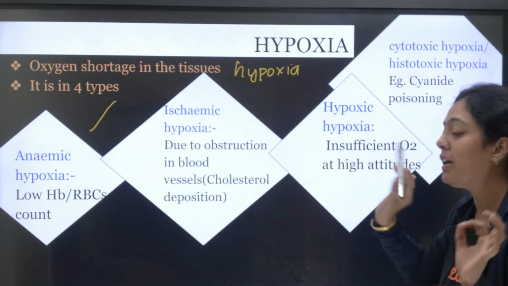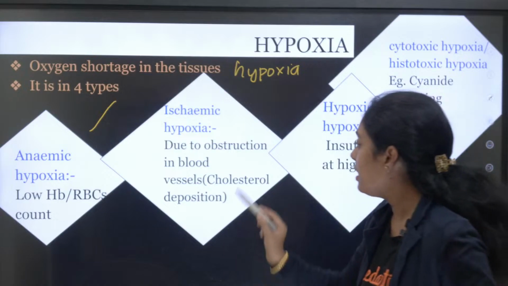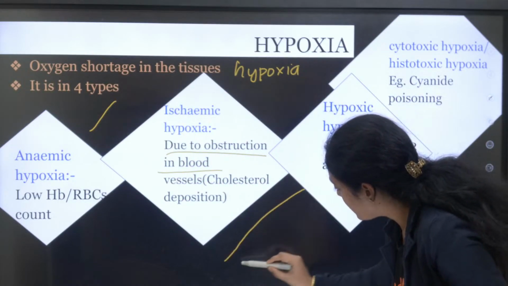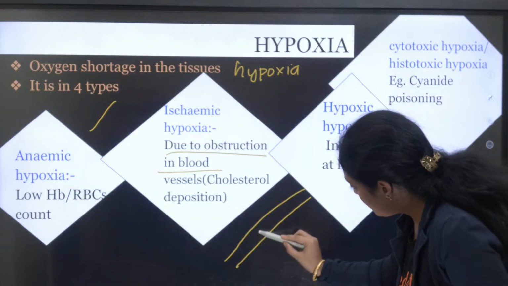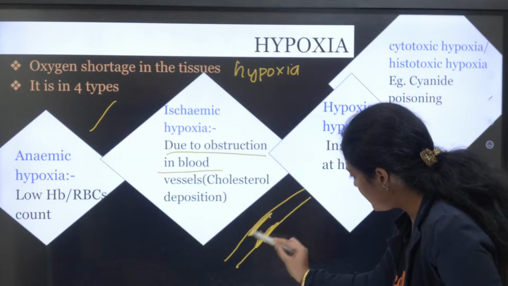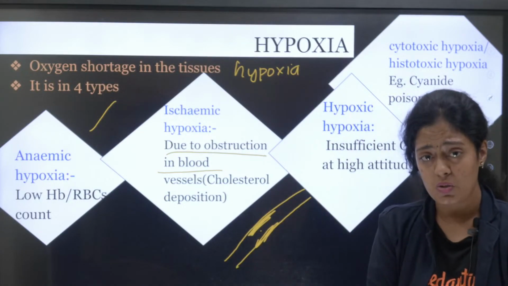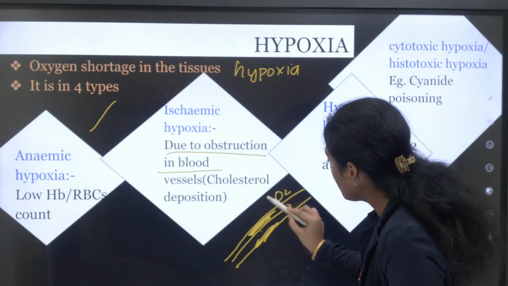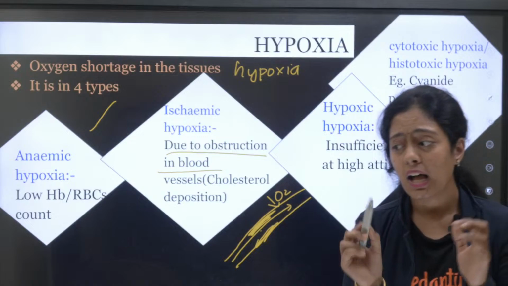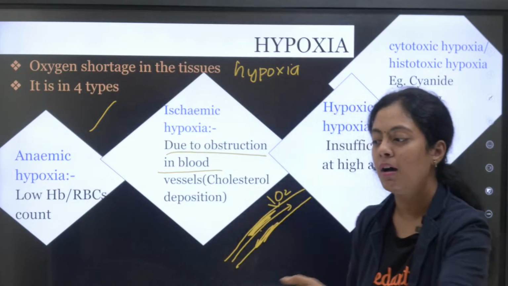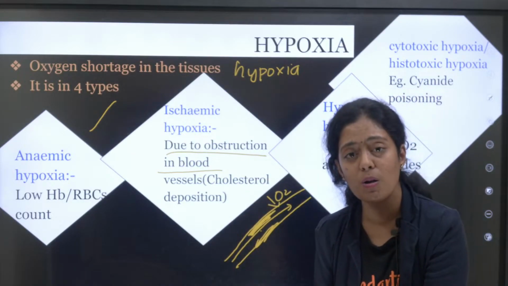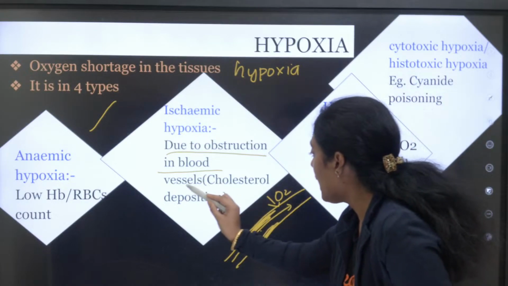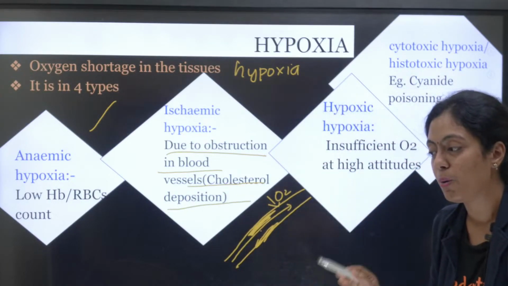Then ischemic hypoxia. இது எப்ப நடக்குது? Due to obstruction in the blood. Okay, imagine this is my blood vessel. Okay, and there has been cholesterol deposition in my blood vessel. That is what we call atherosclerosis. Okay, இது நடக்கிறதுனால இந்த டிஷ்யூக்கு போக வேண்டிய ஆக்சிஜன் வந்து கம்மி ஆயிரும். So அதுதான் நம்ம ischemic hypoxia ன்னு சொல்றோம், or hypoxia due to obstruction in the blood ன்னு சொல்றோம். Okay, it happens due to cholesterol deposition.